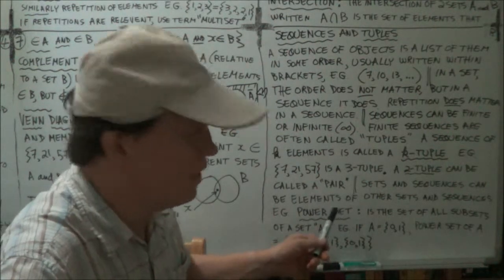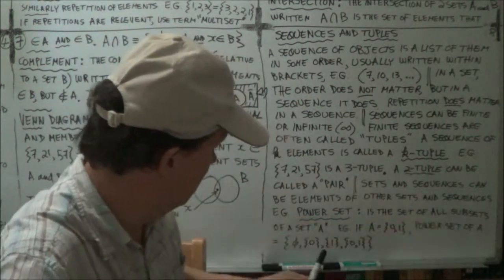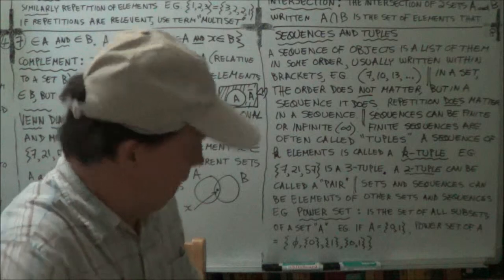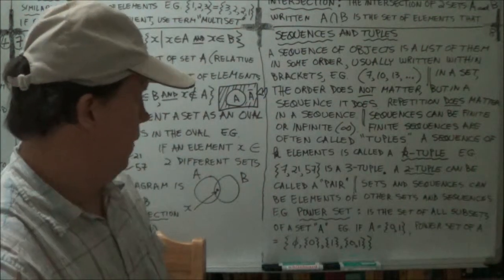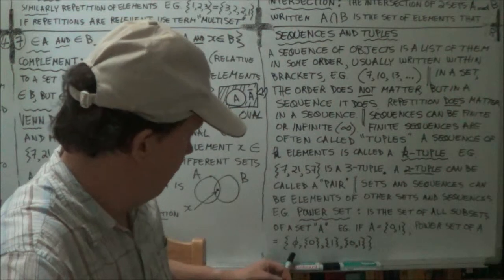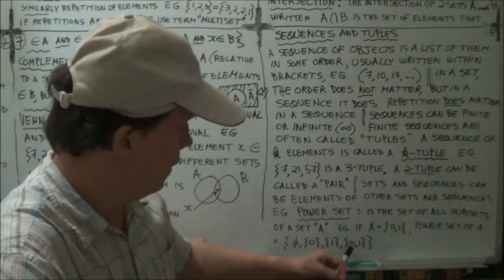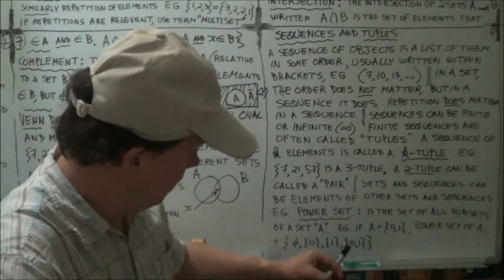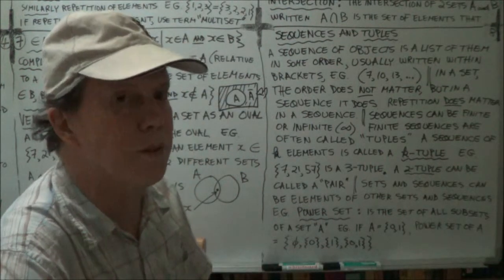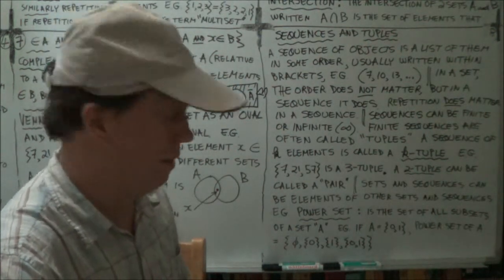Now, the power set was an example of how sets and sequences can be members of other sets and sequences. So this is a set, a set, a set, a set, they're all sets, but they're members of the big set, the power set. And you also have a sequence here, right? Now this is a sequence, not one. That's a 2-tuple or a pair. Now that is a member of this sequence. So you can have sequences that are members of sequences. You can have sets that are members of sets, and so on.